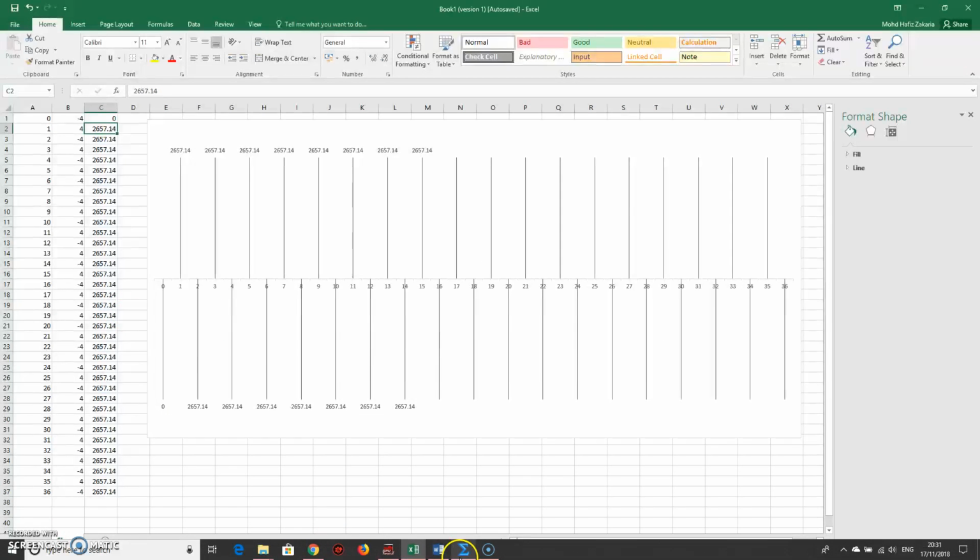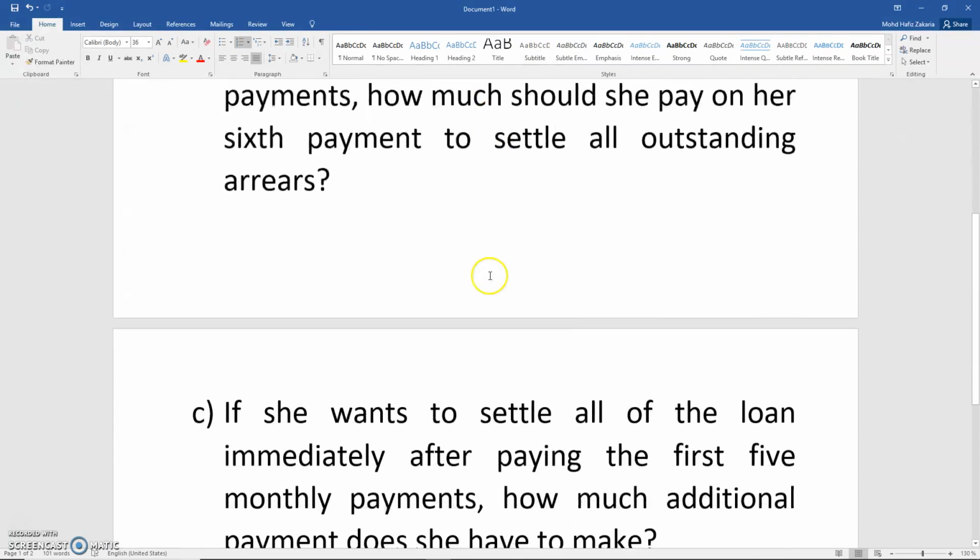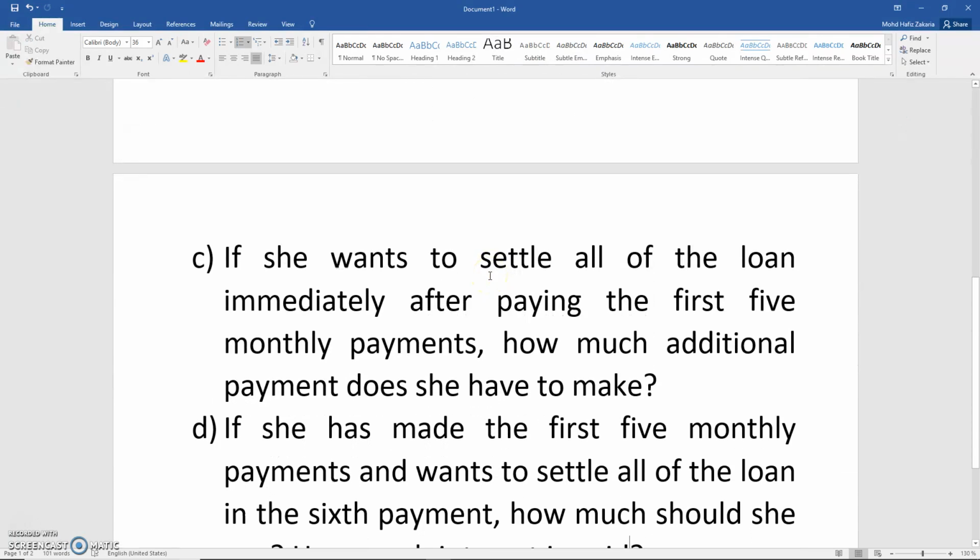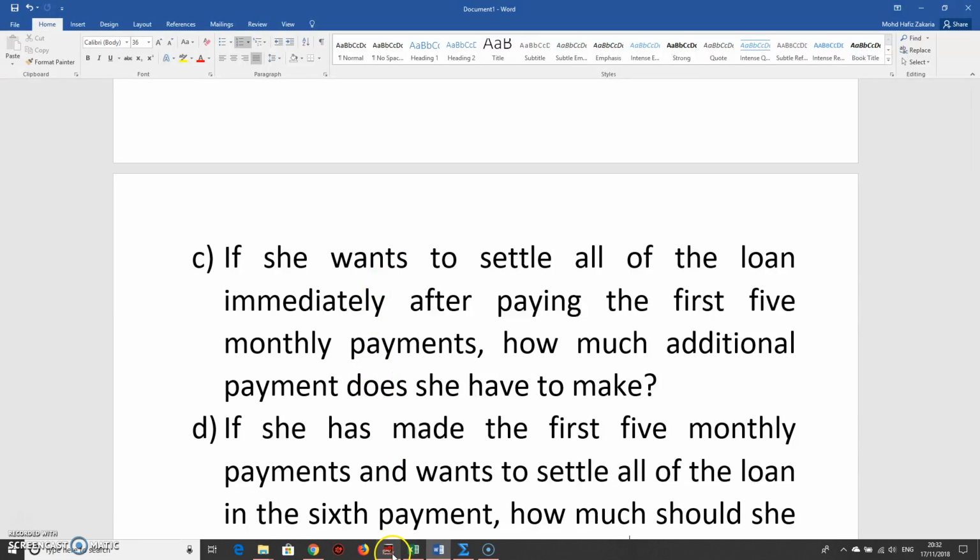If she wants to settle all of the loan immediately after paying the first 5 monthly payments. For this case, she did pay just like the schedule, monthly payments. She paid for the first 5 months, but then she wants to settle everything immediately right after paying the first 5 months. So how much additional payment does she have to make?